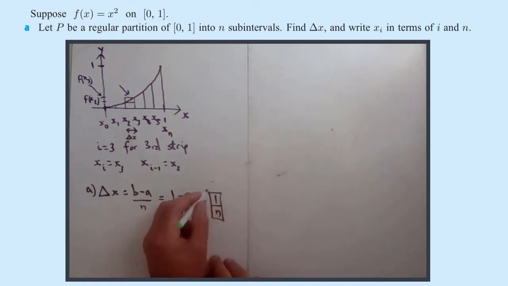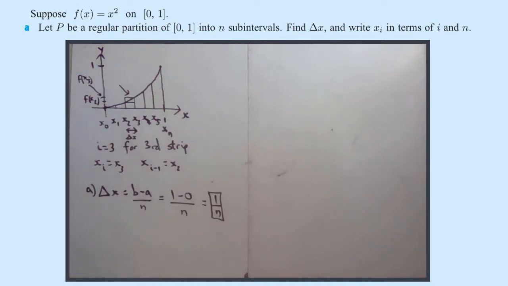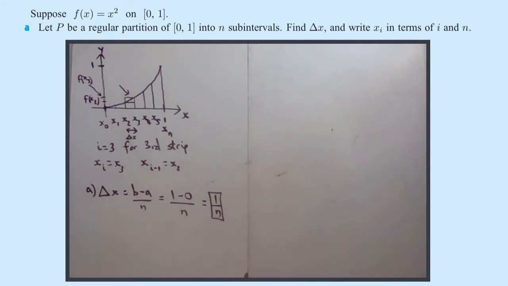For the little partition I've drawn, obviously there's not many at all, and I could actually put a definite number in, but for an actual Riemann sum where we're going to use limits, 1 over n is the general width of each strip when there's n strips, and we're going on an interval from 0 to 1.